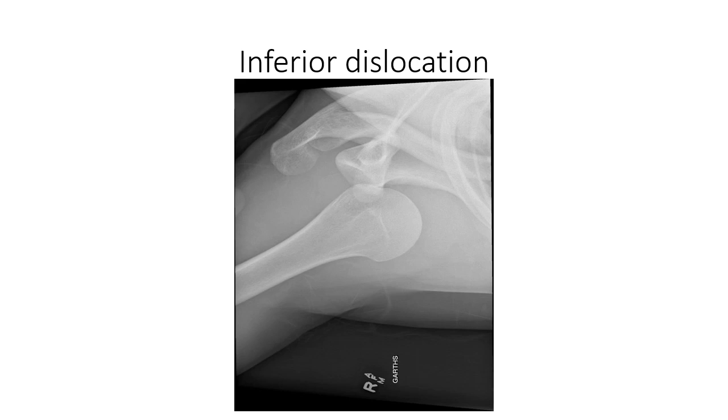Inferior dislocation comprises around 1% of shoulder dislocations. The patient presents to the emergency room with his arm in a hyperabducted position and in severe pain.